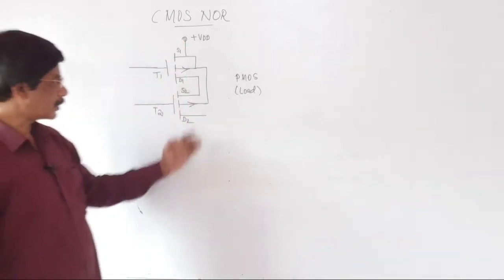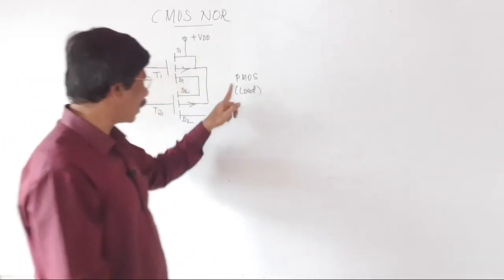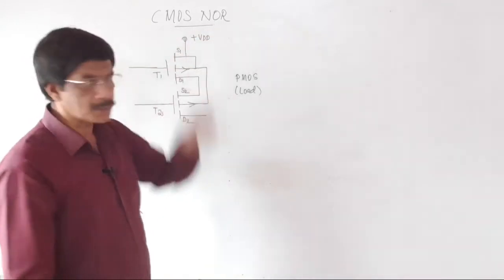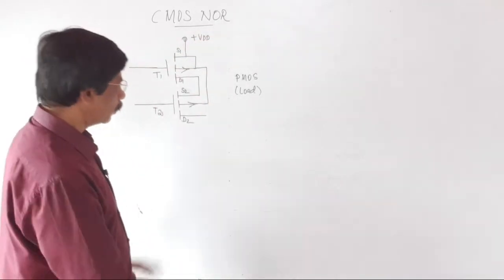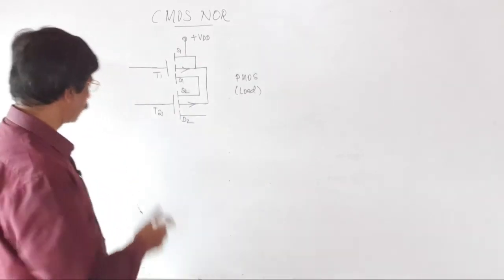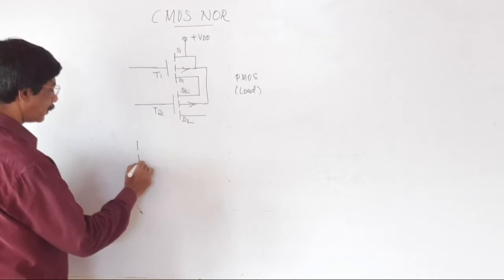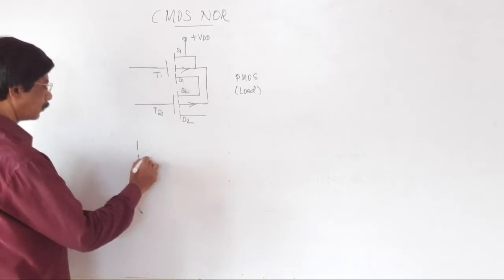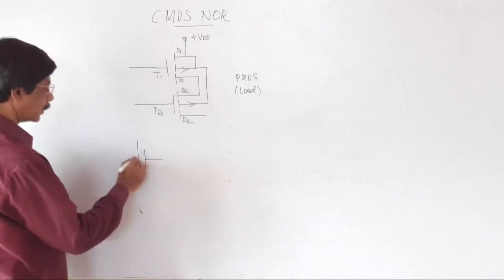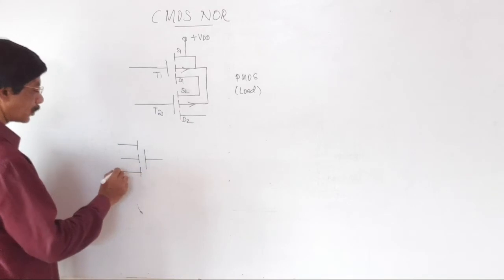These two transistors are in the cascaded form, serial form. The PMOS transistors are in the serial form in the case of CMOS NOR gate. Now let's see how the construction for NMOS transistor. This is 3 terminals of NMOS. This is the gate terminal, this is substrate, this is drain terminal, this is source terminal.